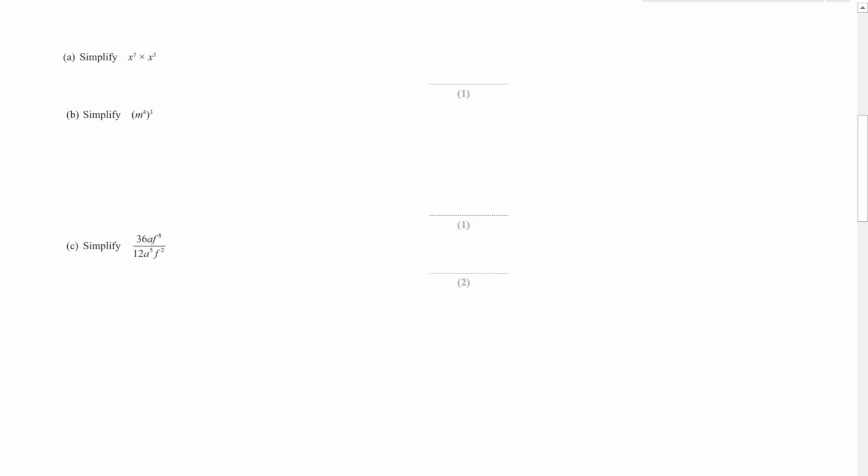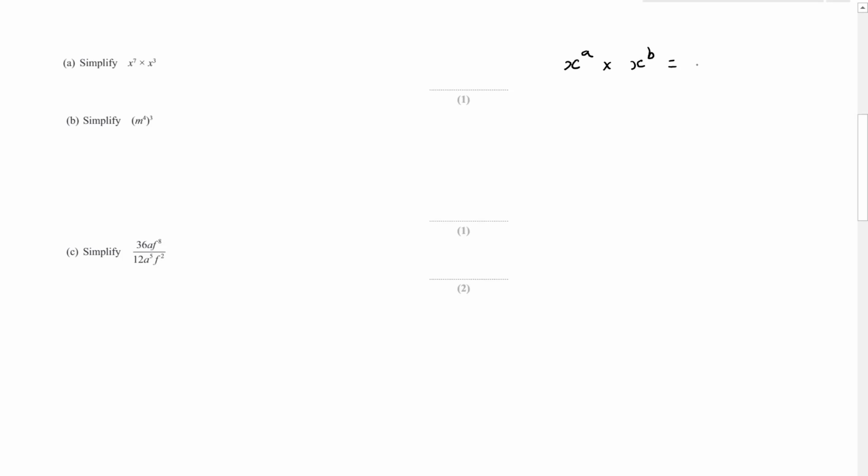Now the second question, we've been given 3 different things that they want us to simplify. So this first part A is going to use the law that x to the power of a multiplied by x to the power of b is going to equal x to the power of a plus b. So in this case, a and b are 7 and 3, so we're going to get x to the power of 7 plus 3, which is x to the power of 10.